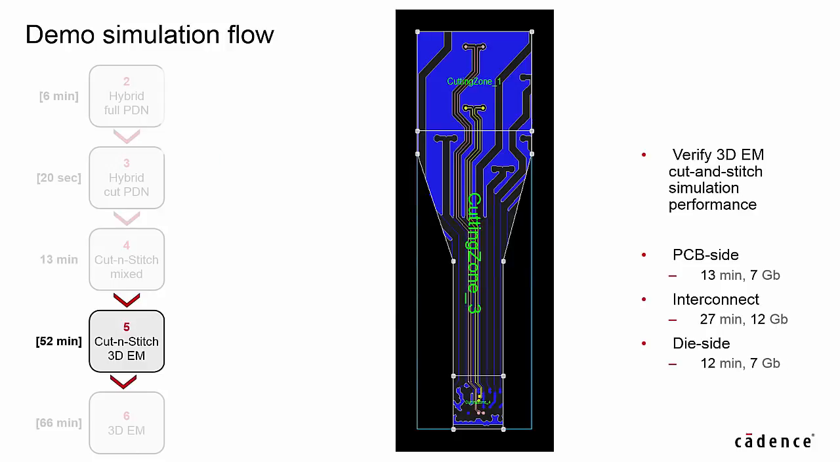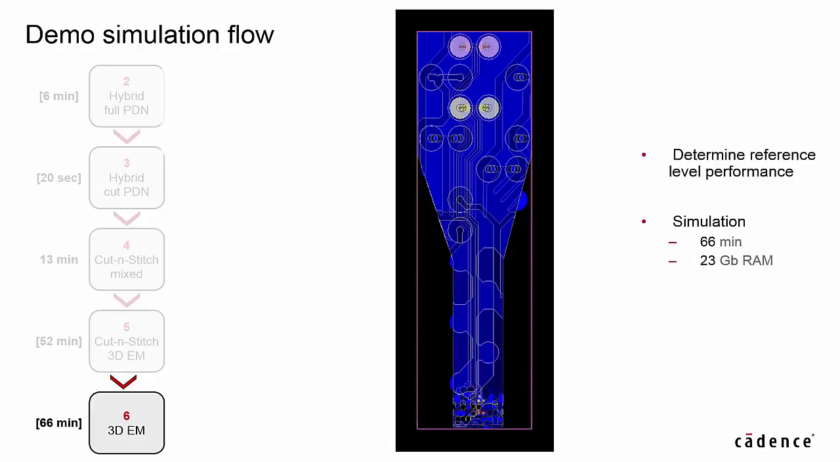As an optional verification, I select all zones for 3D simulation. The simulation takes about 12 minutes for the die transition and 27 minutes for the interconnect. With the 13 minutes required for the board transition, that's a total of about 52 minutes. The previous mixed solver results compare well with these new all 3D results.